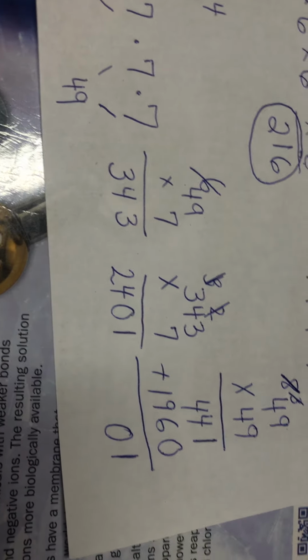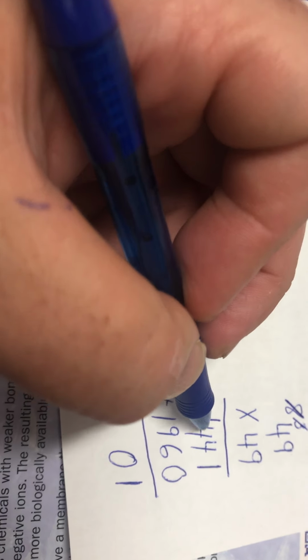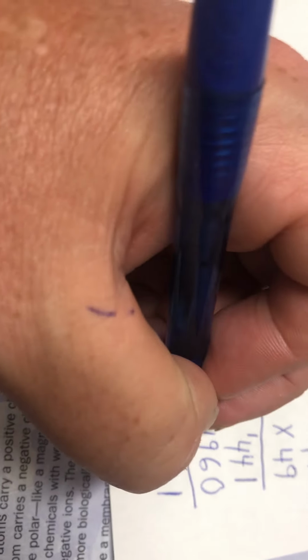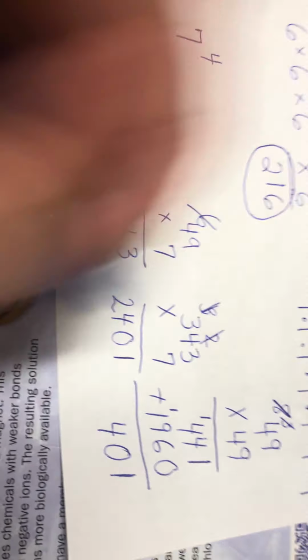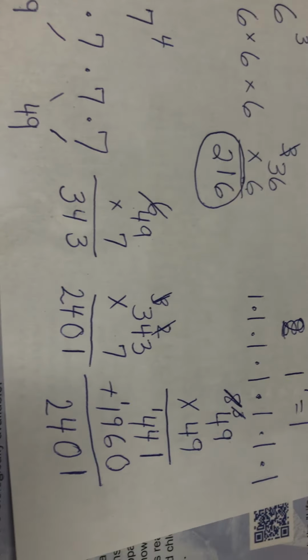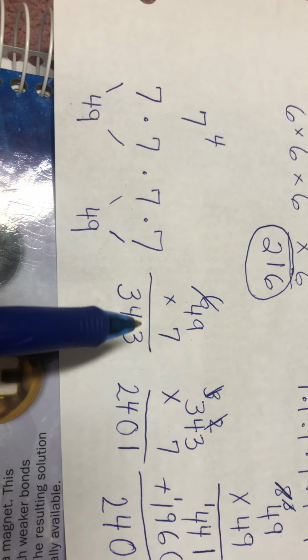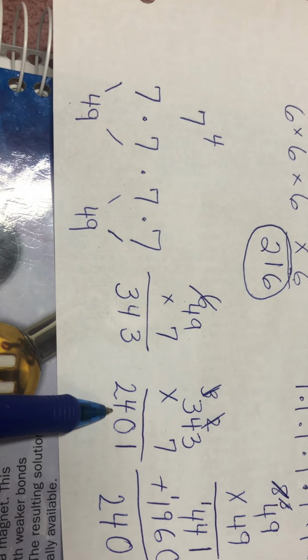Okay, so let's add those up. 1 plus nothing is 1. 4 plus 6 is 10. Put the 0 down, carry the 1. 1 plus 4 is 5, plus 9 is 14. Put the 4 down, carry the 1. 1 plus 1 is 2. I also get 2,401.